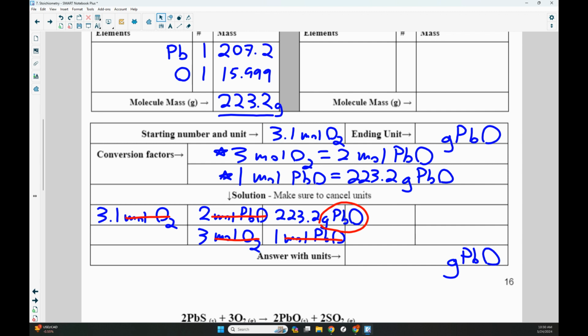And what I should get is 461.28 grams of lead oxide. So I just figured out that in this equation, if I start with 3.1 moles of oxygen, I will end up with 461.28 grams of lead oxide that are made. Okay, pause the video and see if you can do the You-Try.